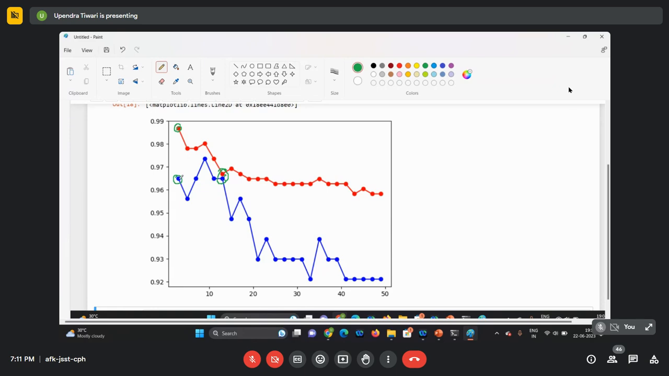Sir, what about that point which is at 98 and 97.5? Where? This one. Actually, see, this is where k is equal to 3. This is where k is equal to 5. This is where k is equal to 7, 9. This is 11. Yes, sir, that 9 part. This one you are talking about. This one, yes, sir. Okay.